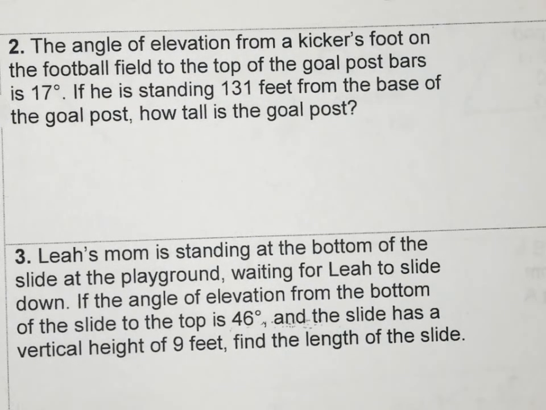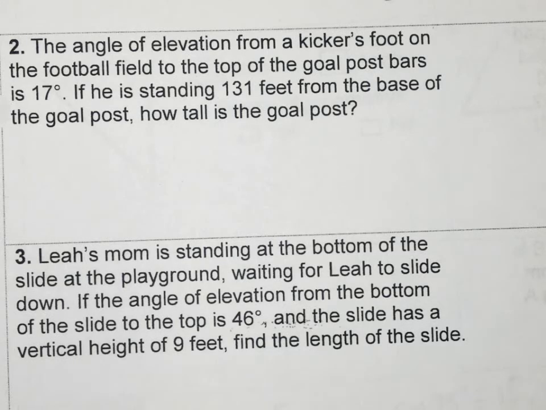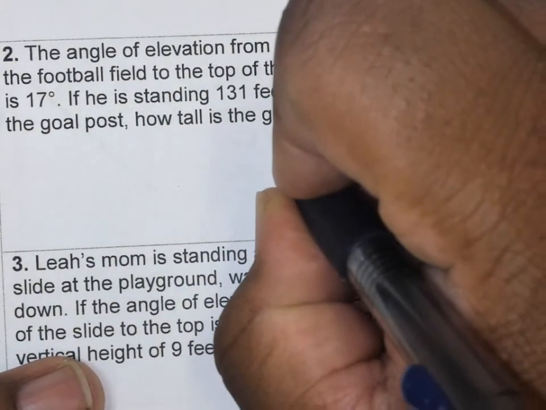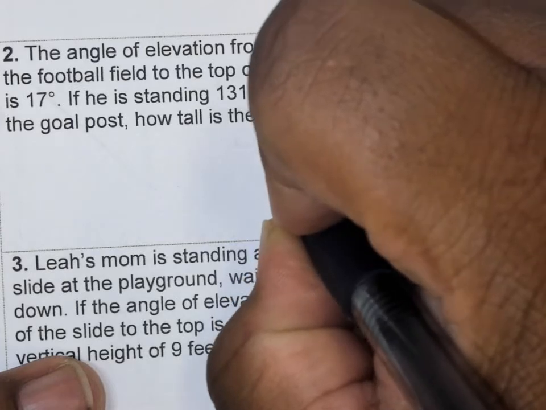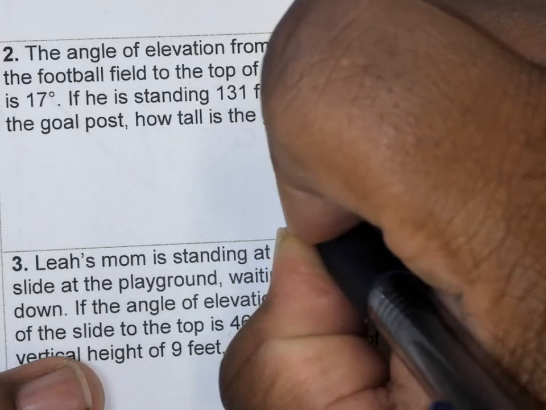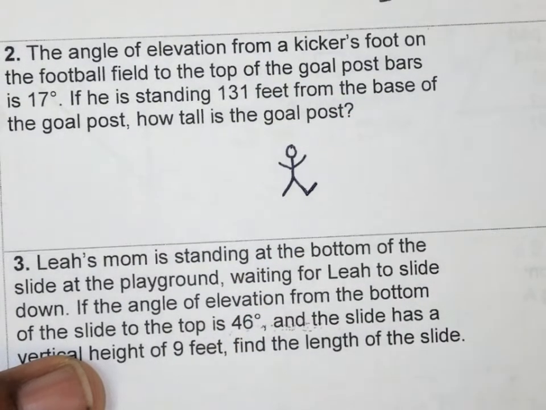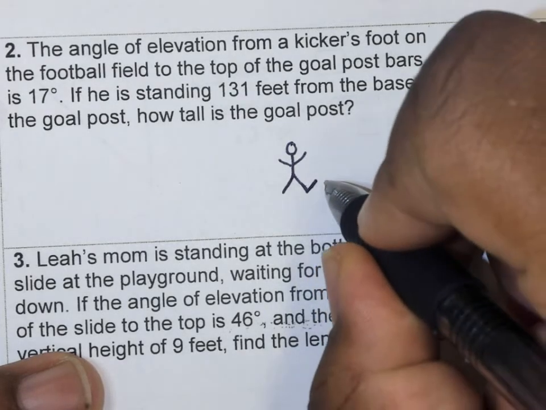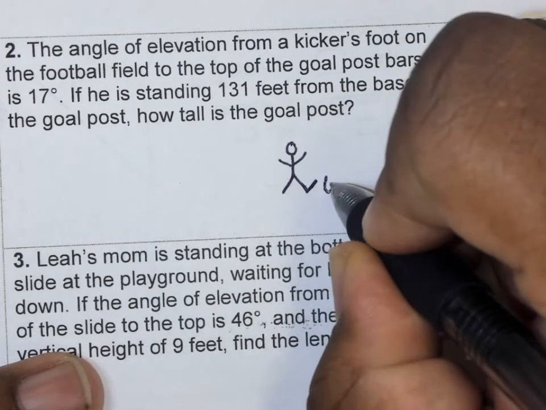The angle of elevation from a kicker's foot on a football field to the top of a goalpost bar is 17 degrees. If he's standing 131 feet from the base of the goalpost, how tall is the goalpost? Alright, drawing that scenario up. Y'all can just make the triangles. I'll be having fun doing it. That's my kicker with his foot. That's the ball.